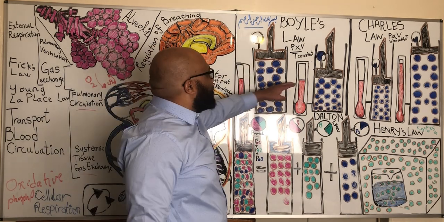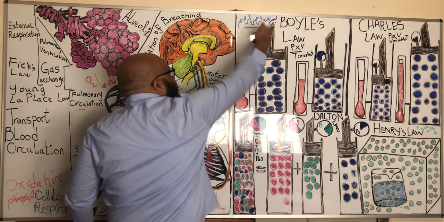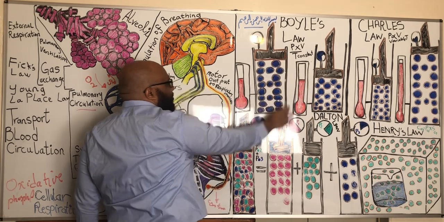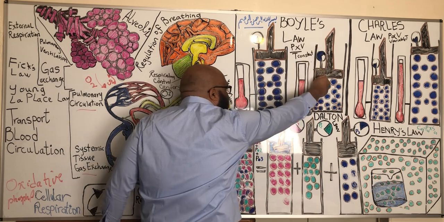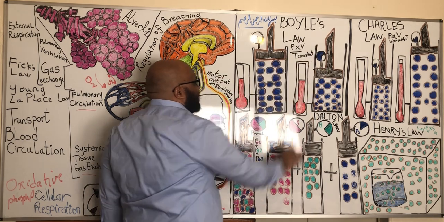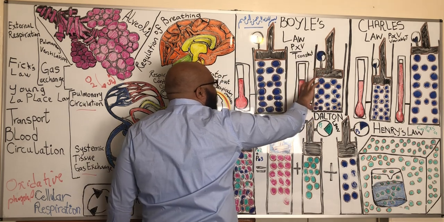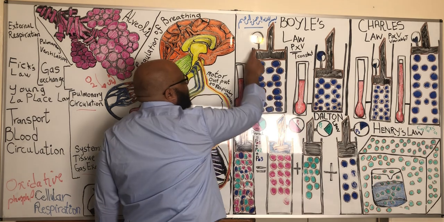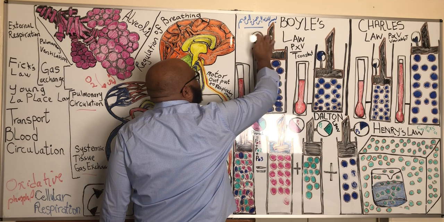If I conserve the temperature but push the piston down, so the volume was very big and now the volume went down, I crush the volume down and the volume is less. What happens now to the pressure? The pressure would increase, as seen here. So the pressure went up.